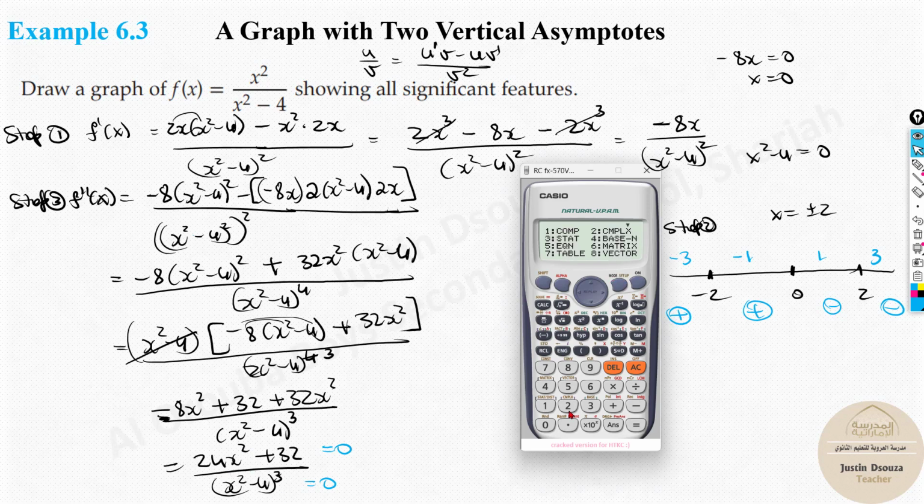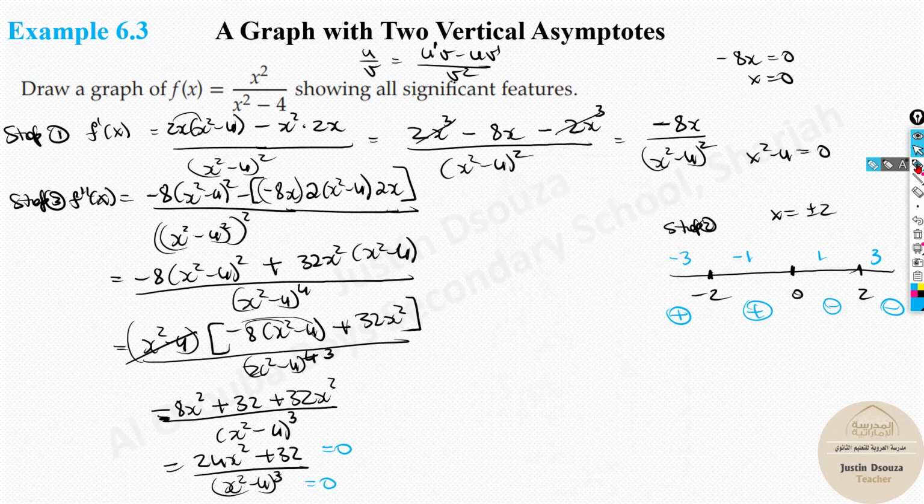Because it's quadratic, you can go mode 5 and 3, and let's solve it. It's 24, 0, 32. Okay, it's all positive. It might be imaginary now. See, you're getting imaginary numbers. Whenever there is an i, you just don't use those values. You can't consider those values because they're imaginary. So in this, only the denominator values will be there. That is plus 2 and minus 2. No other values. Okay.